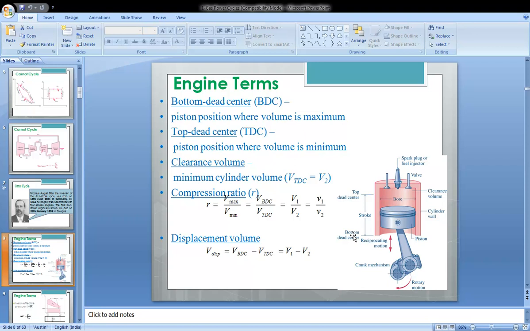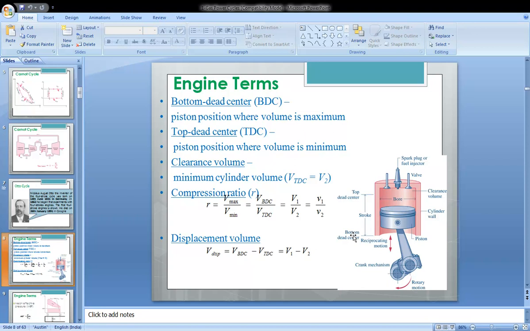What are bottom dead center, top dead center, clearance volume, and compression ratio? The bottom dead center is when the piston reaches the bottommost position in the combustion chamber. And while the piston is moving, when it reaches the topmost position inside the combustion chamber, that is the top dead center.